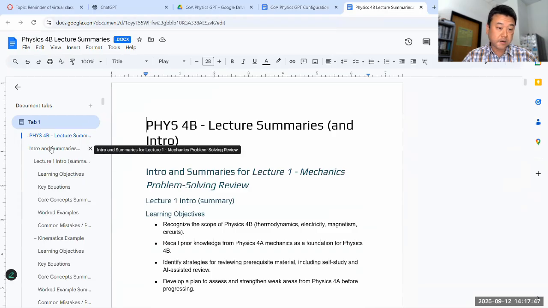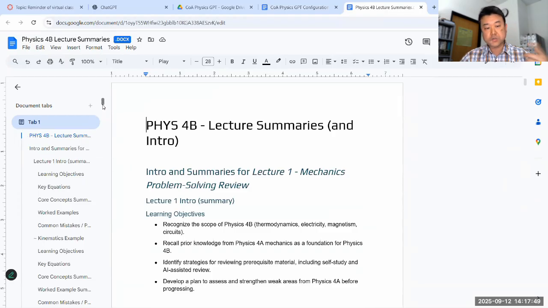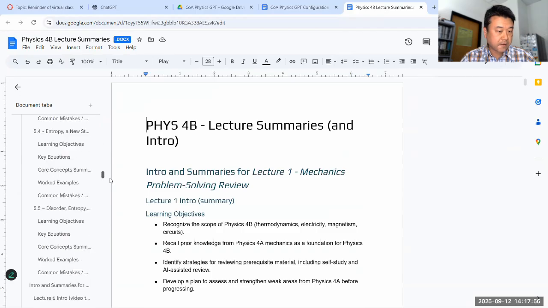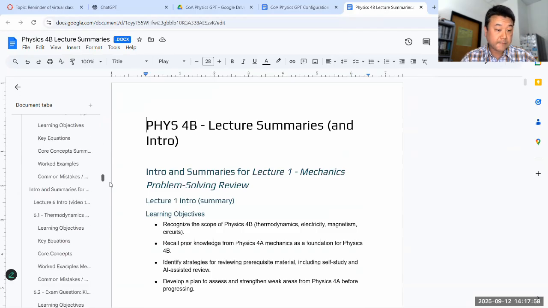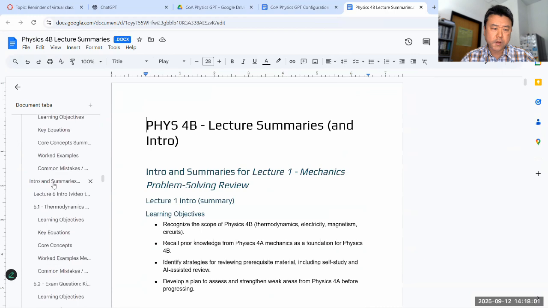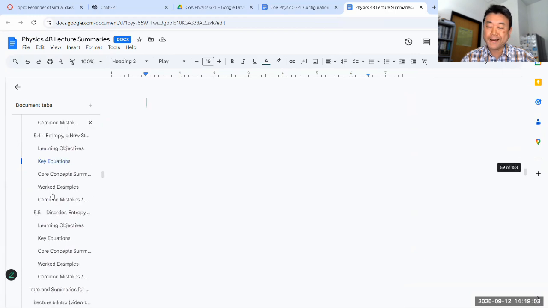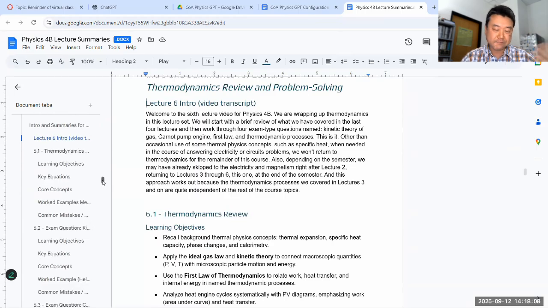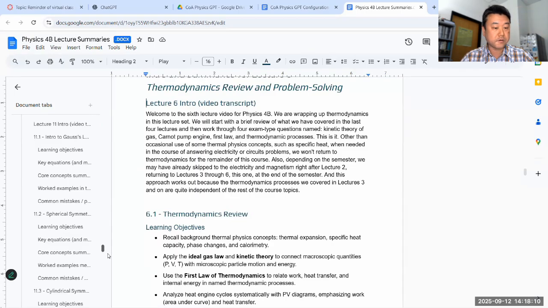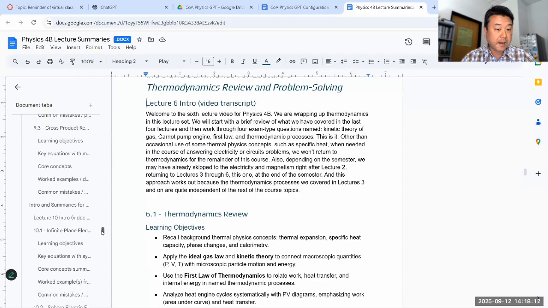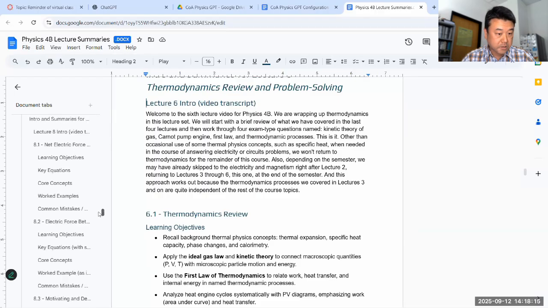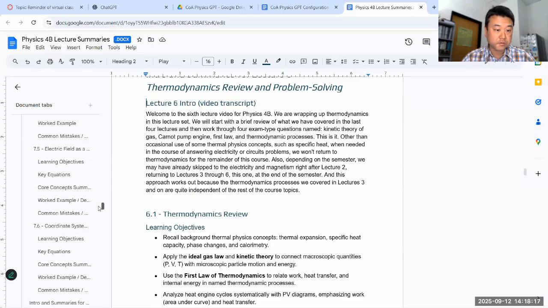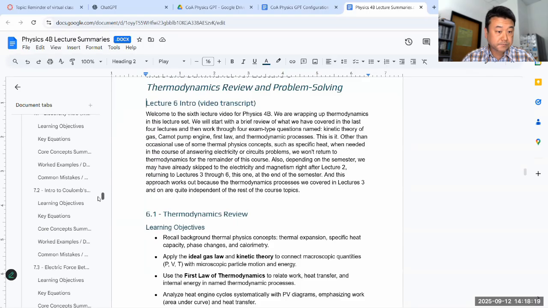So this is the lecture summaries, the file that CoA Physics GPT has access to. It covers through lecture, I think 15, through the end of electrostatics. So even though we went to thermodynamics for a while, especially analyzing heat engine cycles, I thought I would just go in order. So once we get to electricity, we are going to start with lecture 7 next week, just skipping ahead to electrostatics.